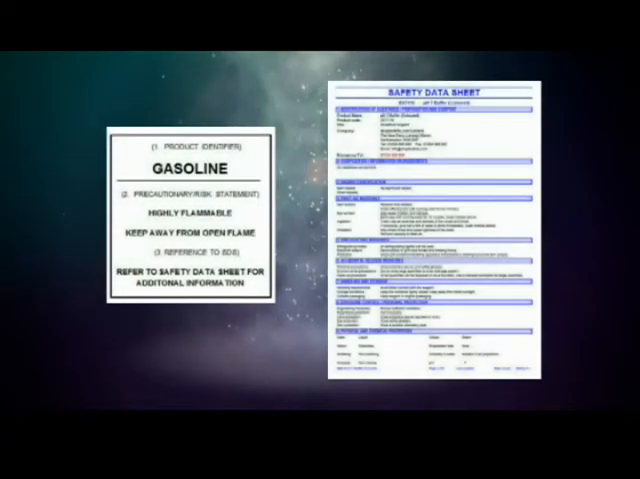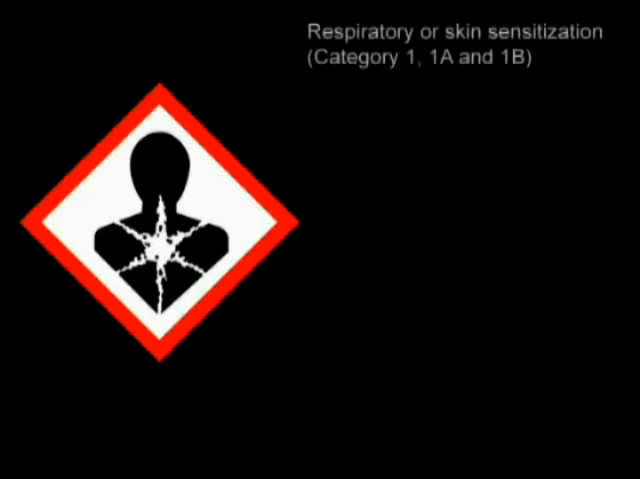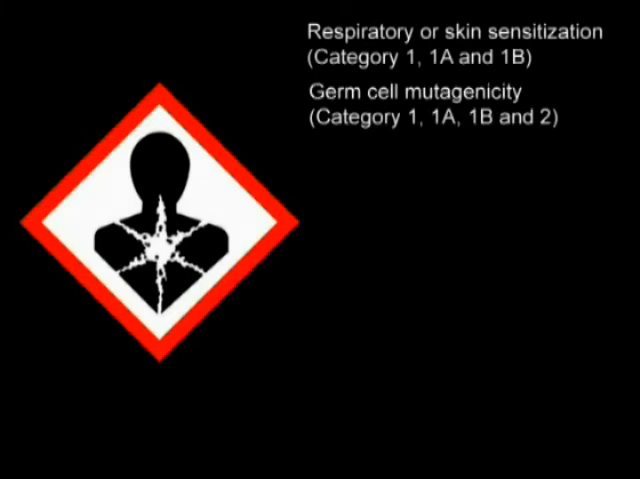If a product is classified in this class, the hazard statement on the label and SDS will describe the nature of the hazard. Next, we will review the health hazards you may encounter in the workplace. The health hazard pictogram is used to indicate the following classes and categories. Respiratory or skin sensitization, Category 1, 1A, and 1B. A respiratory sensitizer is a product that may cause allergy or asthma symptoms or breathing difficulties if inhaled.